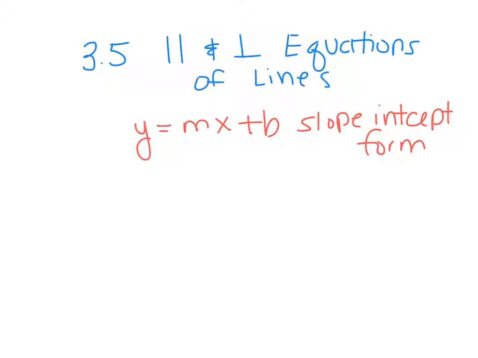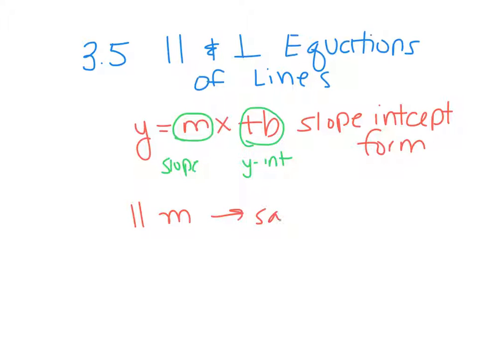With that, my slope is my m, and it sits right before the x, and my y-intercept is the b. Second thing we need to remember, back from the beginning of this unit, a parallel slope is the same slope. That means if my slope equals 1/2, my parallel slope equals 1/2.